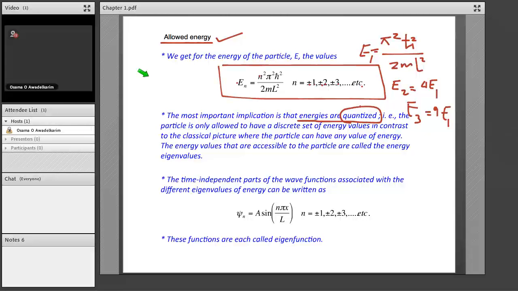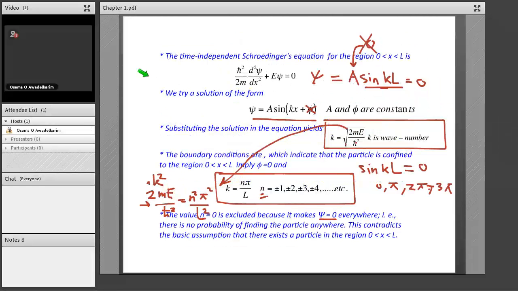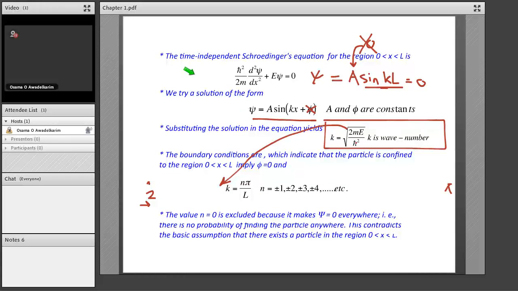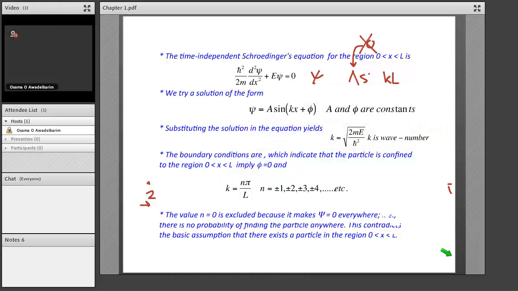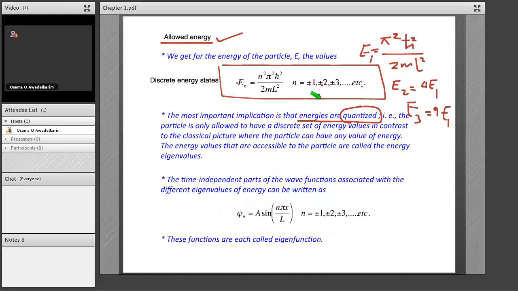Okay? Now, since we know K from here, if we clean this a little bit, and we substitute K here, and we know from that boundary condition that phi is 0, then the solution, the wave function, is a sine of n pi x over L, again for different n equals 1, 2, 3, etc. And for each one of these states, energy states, or wave functions, these are called energy states or eigenstates.